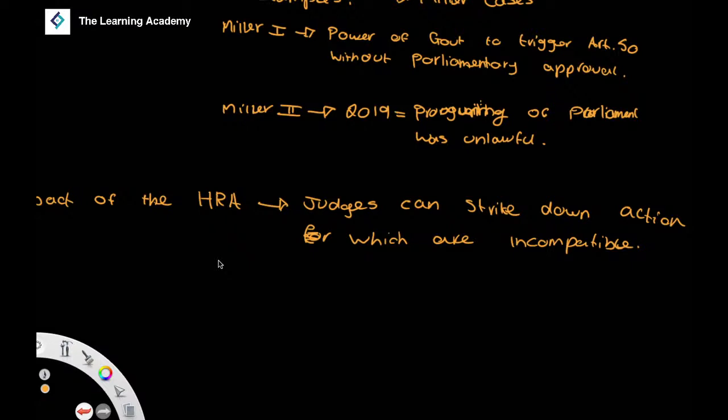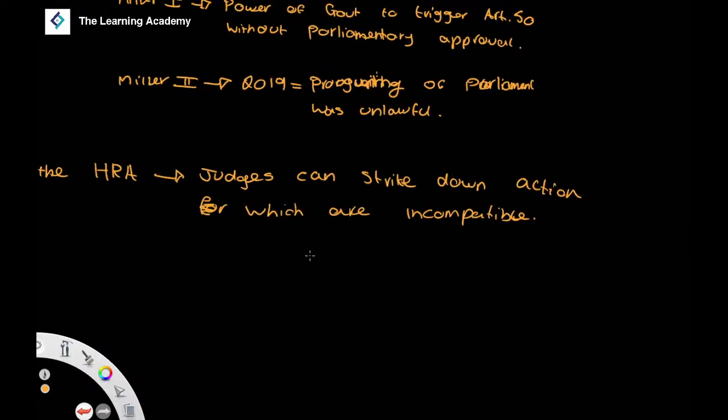Anyway, back to judges striking down actions which are incompatible. Now, there are loads and loads of cases with regard to human rights where judges have struck down actions by government, various terrorism acts, such as the Terrorism Act 2000, and obviously you're going to get points for good evidence, but you also get points for more obscure evidence.